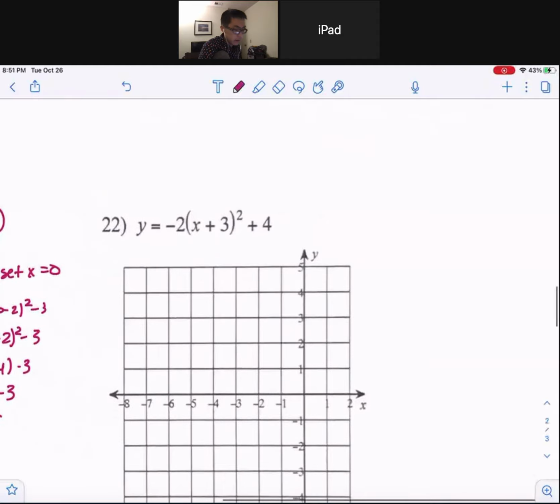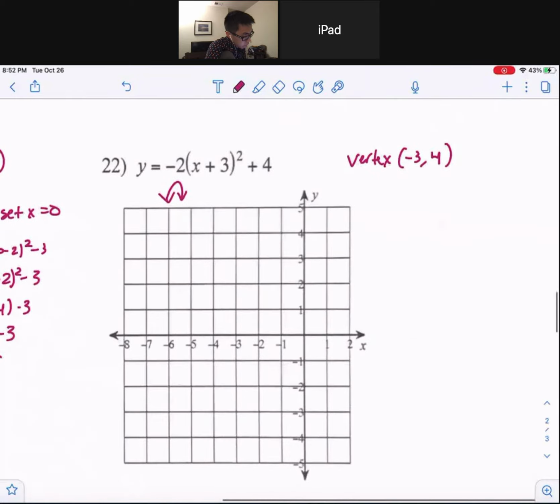22, again, opposite and the same, right? That's your guys' vertex. So -3 and 4. Since this a value is negative, that means it's going to open down. So now to find your guys' y-intercept, set x equals to 0. Everywhere you see an x, it now becomes a 0.